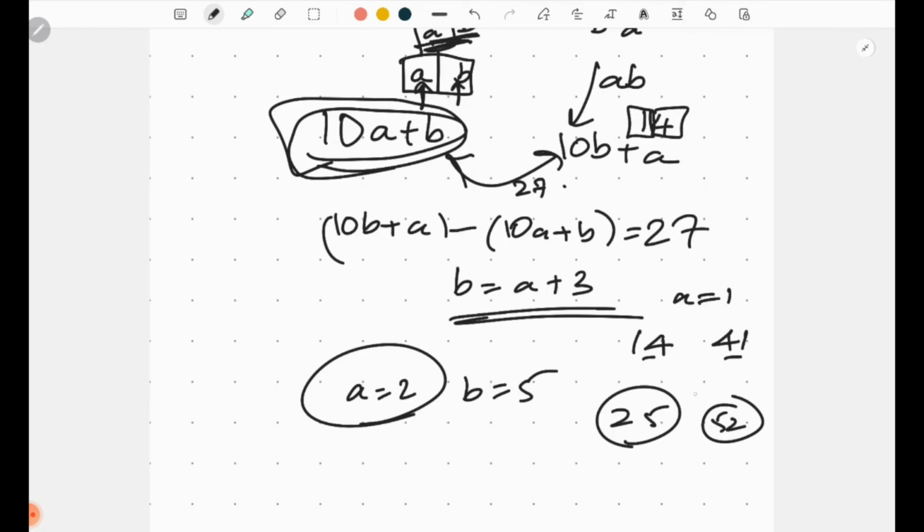But this is not what they are asking us. They are asking us how many years later from the current scenario does this reversing of the digits happen. That is 11 years later, because 14 plus 11 is 25, or 41 plus 11 is 52. So 11 is the answer.